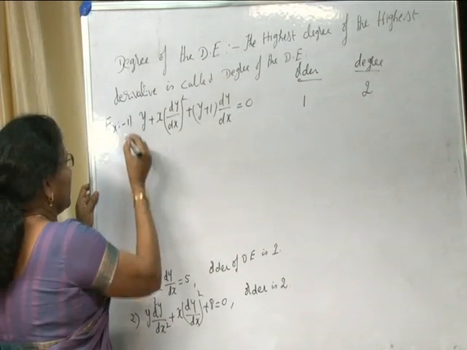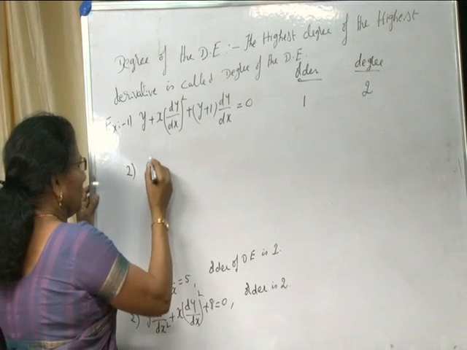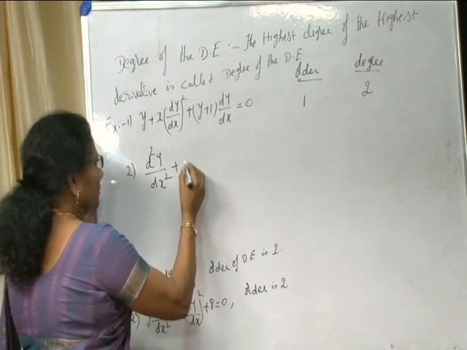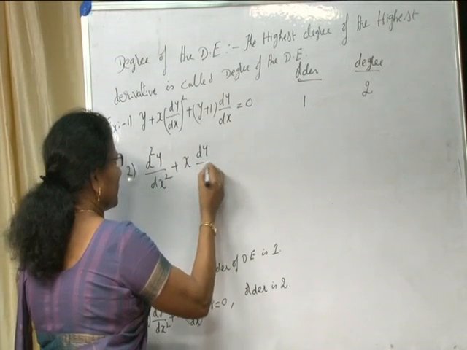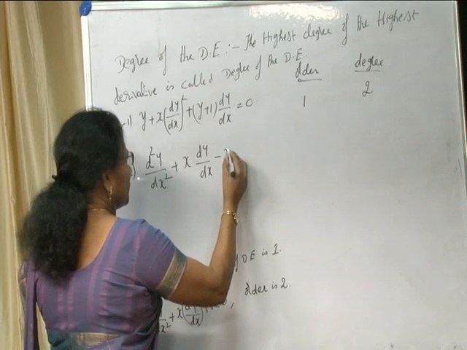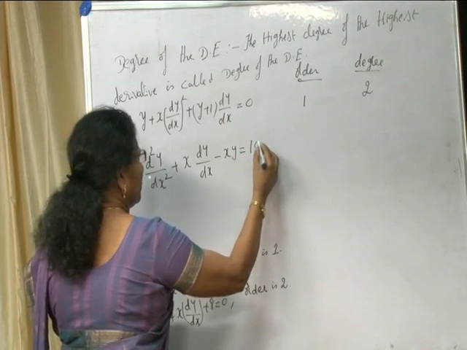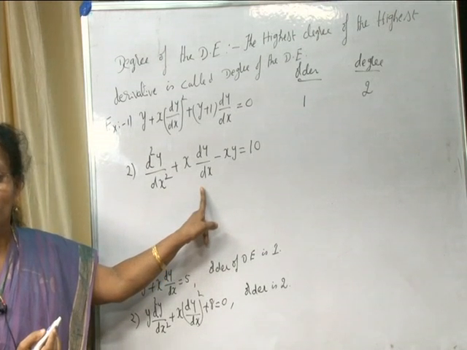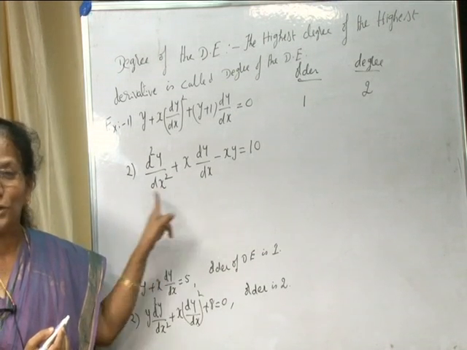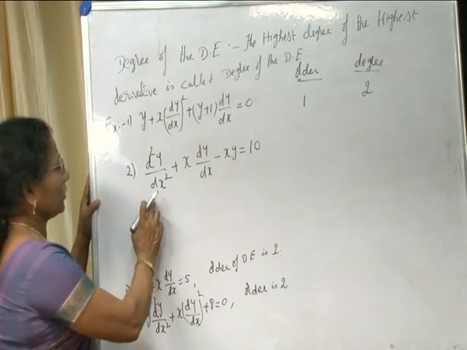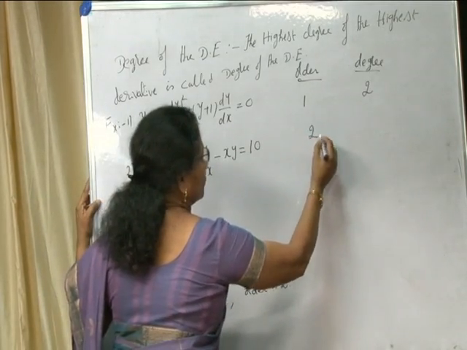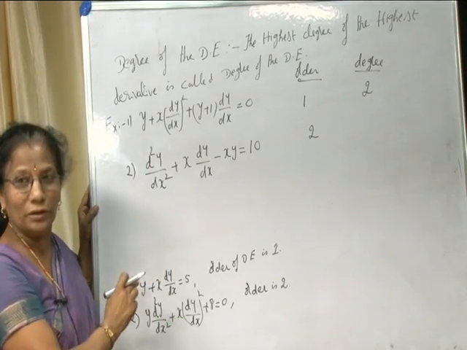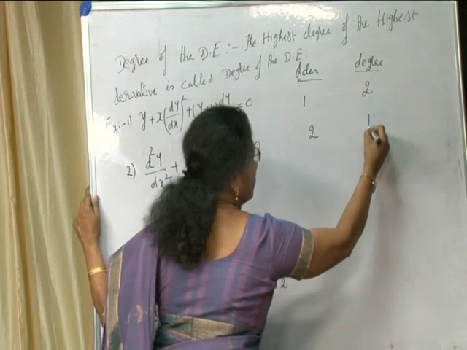Similarly, you take the second example, d squared y by dx squared plus x into dy by dx minus xy is equal to 10. So what is the degree of this equation? Let us see first what is the order. Order of this equation is 2. But what is the degree of this? Whole to the power of 1. So the degree is 1.